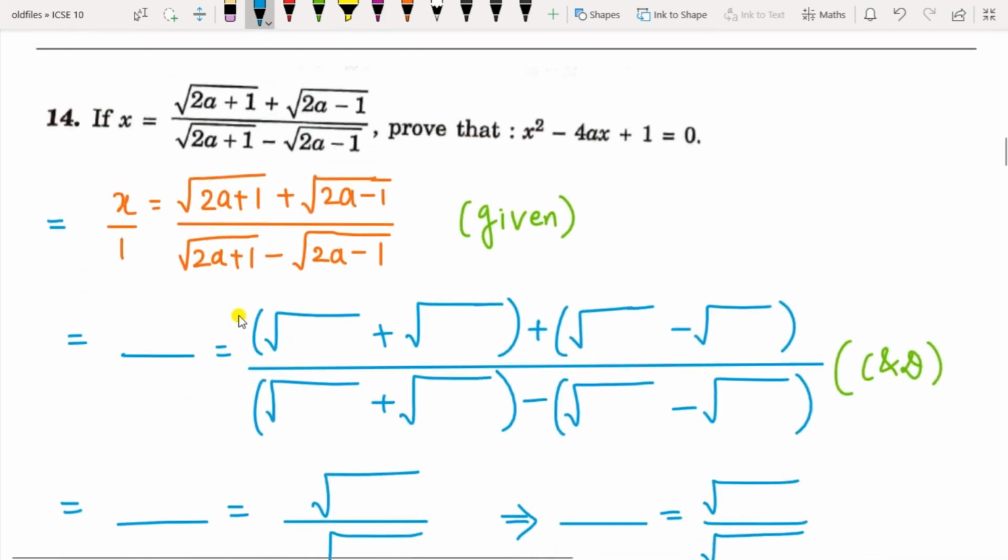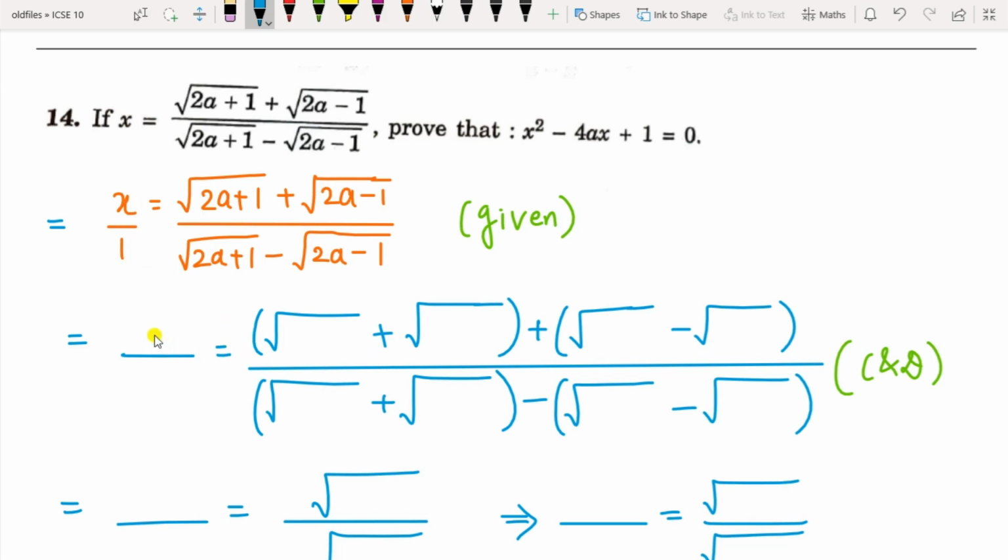Question 14 here is: if x equal to (root of (2a plus 1) plus root of (2a minus 1)) upon (root of (2a plus 1) minus root of (2a minus 1)), you have to prove that this equation equals 0. This result you have to prove. Since in some questions it was some number here, so we took 5 or 4 upon 1 like that. Now it is x here, so there also you have to take x by 1, and now apply the componendo and dividendo result.